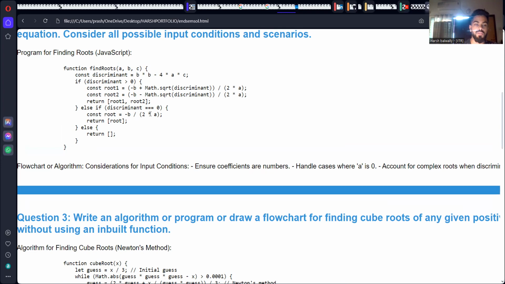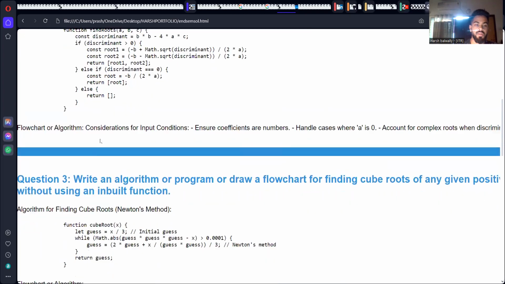Else if the discriminant is equal to 0, then const root is equal to minus b divided by 2 times a, and then we return the root. Else return.